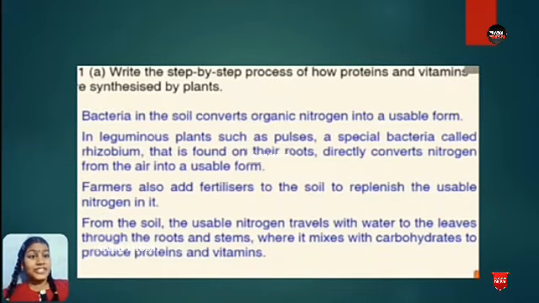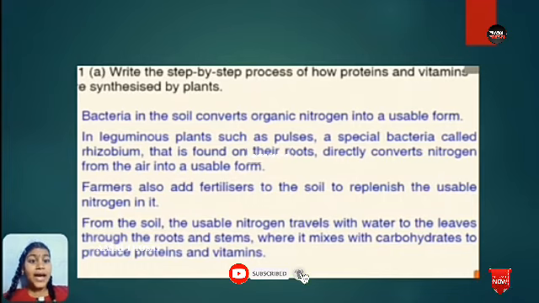Bacteria in the soil convert nitrogen into a usable form. In leguminous plants such as pulses, a specific bacteria called rhizobium, found on the roots, directly converts nitrogen from the air into a usable form. Farmers also add fertilizers to the soil to replenish the usable nitrogen in it. From the soil, the usable nitrogen travels with water to the leaves through the roots and stems, where it mixes with carbohydrates to produce proteins and vitamins.